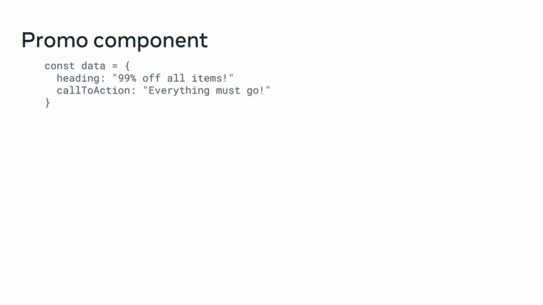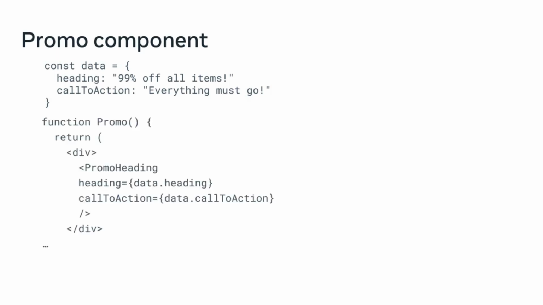First, you create a single source of truth, a JavaScript object named data. Data is an object that will contain two properties named heading and call to action, both represented as strings. Next, you update the promo component to pass the heading and the call to action values of the data object to the promo heading component. This is known as passing data from the parent to the child component.